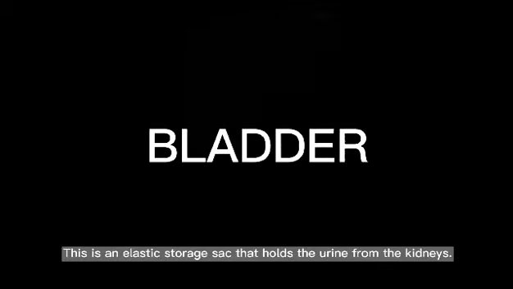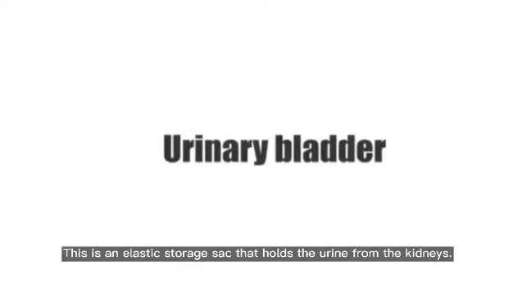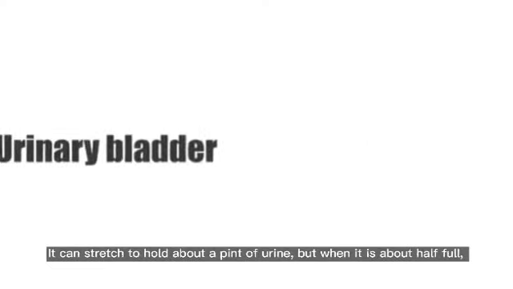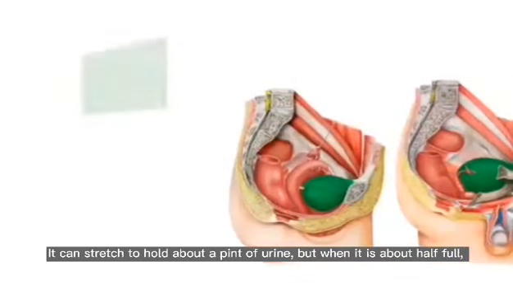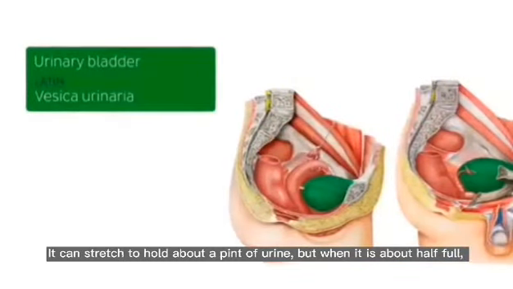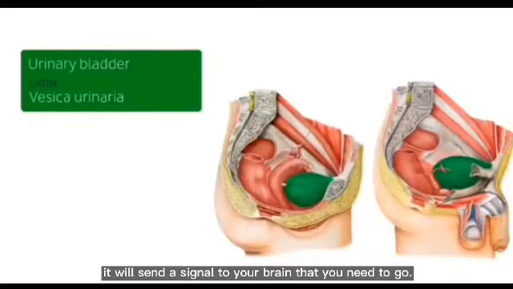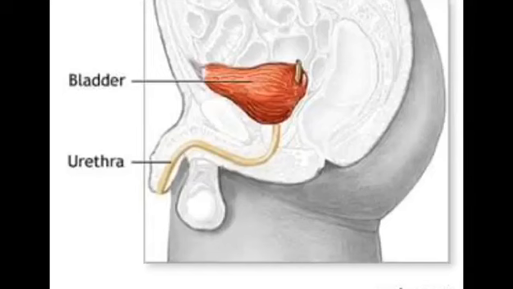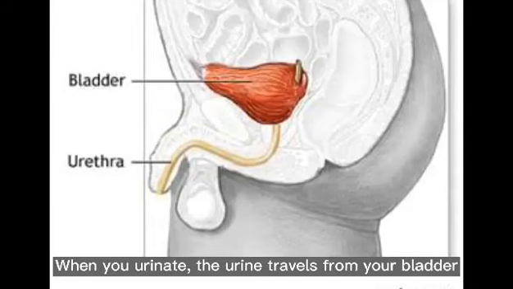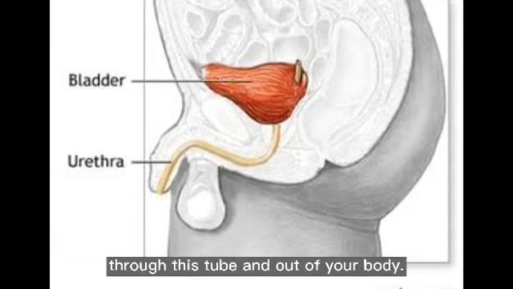The bladder is an elastic storage sac that holds the urine from the kidneys. It can stretch to hold about a pint of urine, but when it is about half full, it will send a signal to your brain that you need to go. When you urinate, the urine travels from your bladder through the urethra and out of your body.